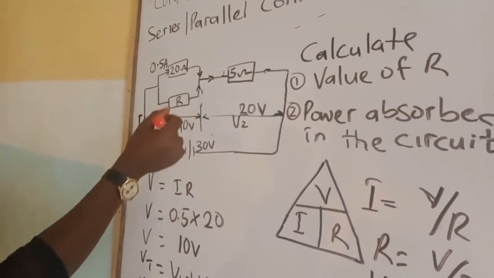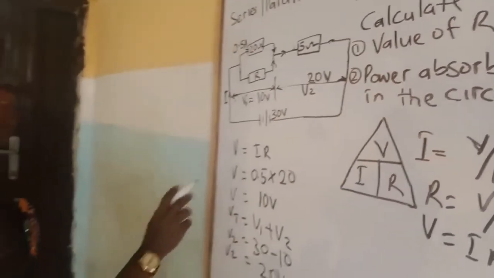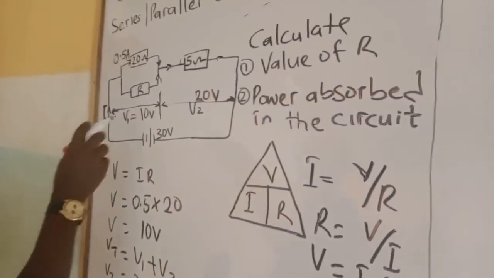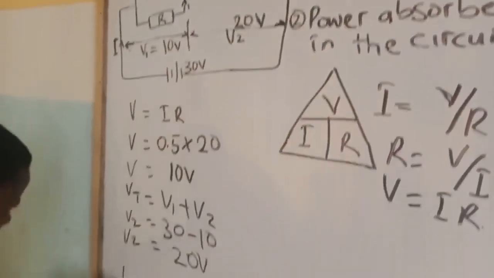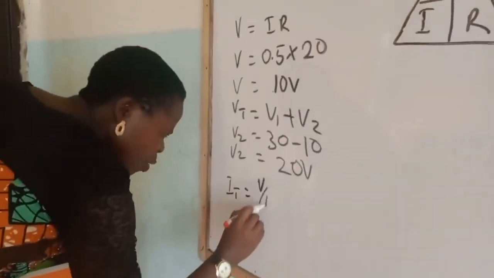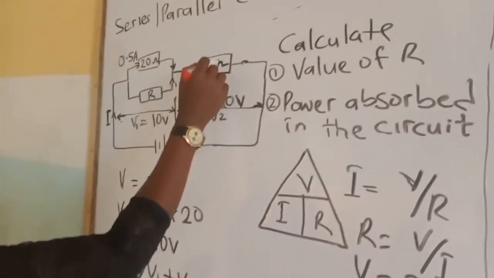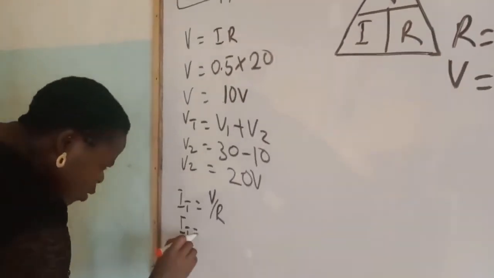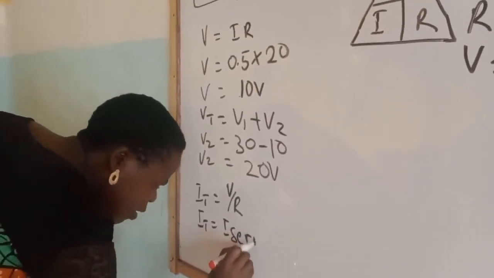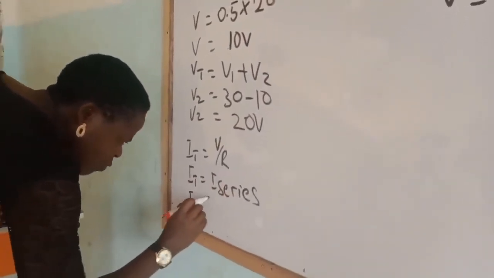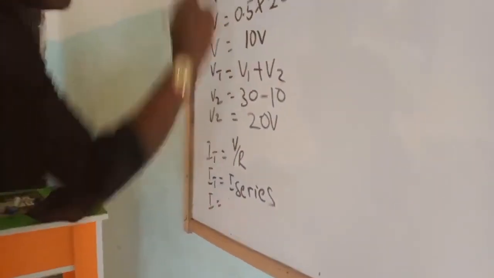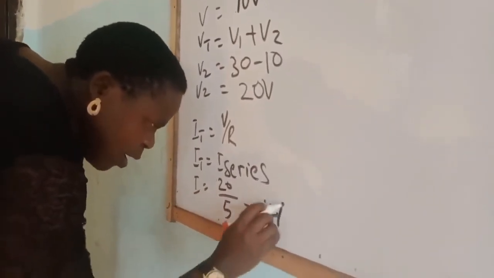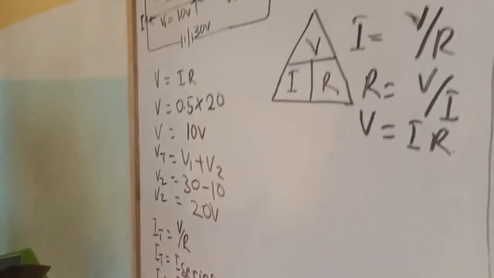So as I already know this V2 now, that will make it easier for us to know the value of our R. But we have not known the total current. So for us to know the IT, it will be equal to V over R. And because we already know the voltage across here, and the resistor, our IT is equal to I in series. I is equal to V over R, which is 20 volts, divided by 5, which is equal to 4 ampere. So we are through with that.